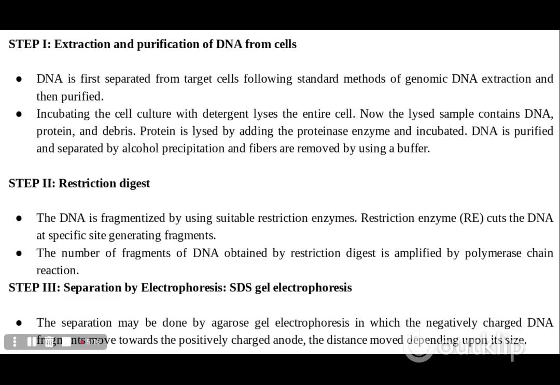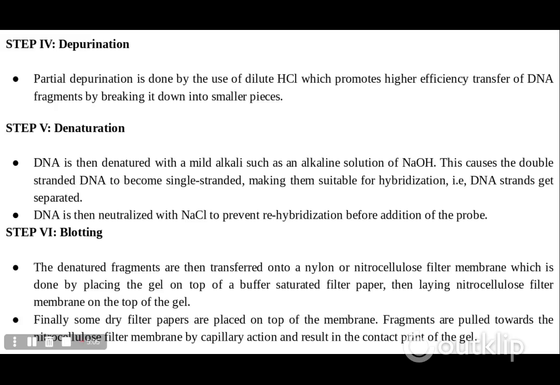The third step is separation by electrophoresis, which uses agarose gel electrophoresis, in which the negatively charged DNA moves towards the positively charged anode, and the distance it moves depends upon its size. The depurination is then done next, which involves the use of dilute HCl, which gives high efficiency transfer of DNA fragments and breaks them down into smaller pieces. Then the denaturation, which involves mild alkali, such as NaOH, that causes double-stranded DNA to become single-stranded, making it suitable for hybridization.